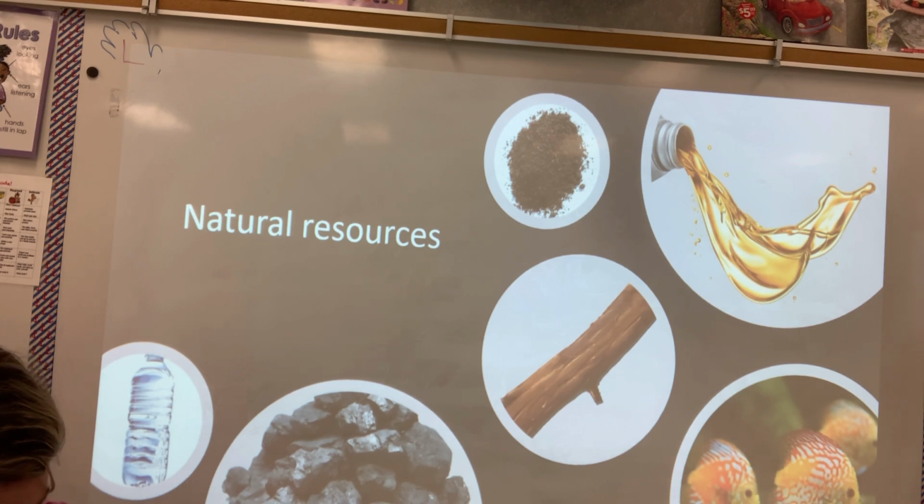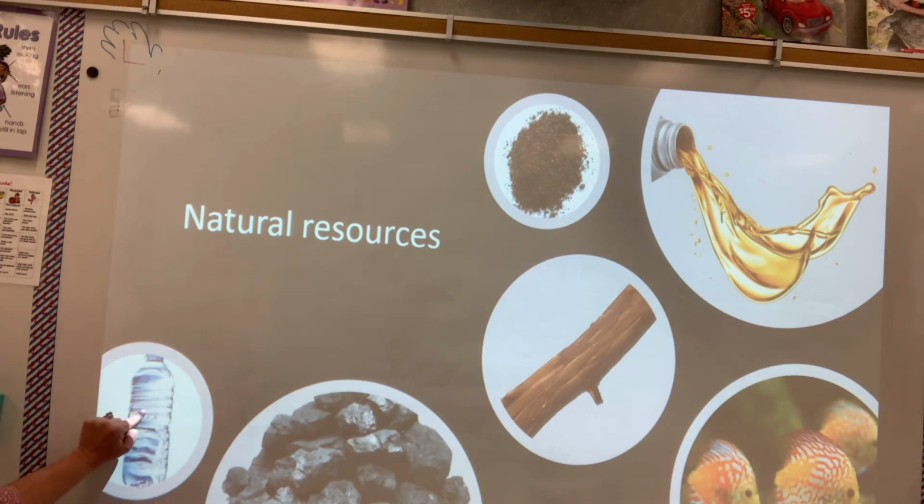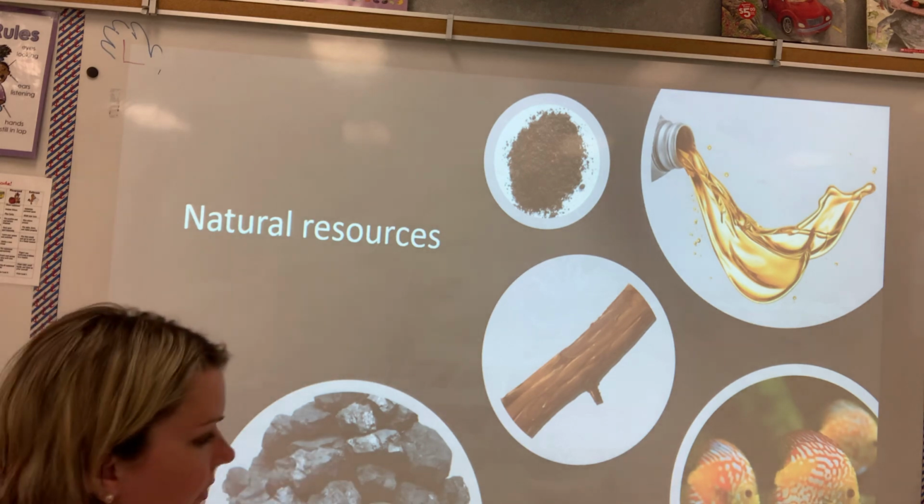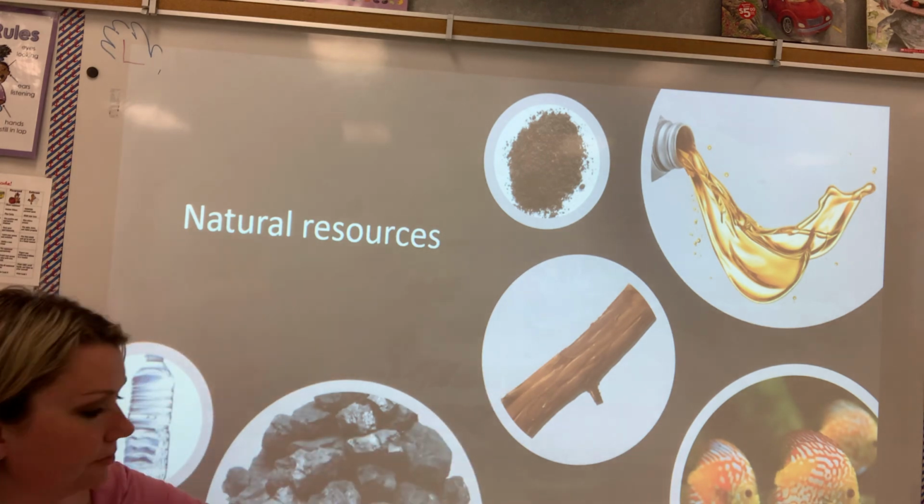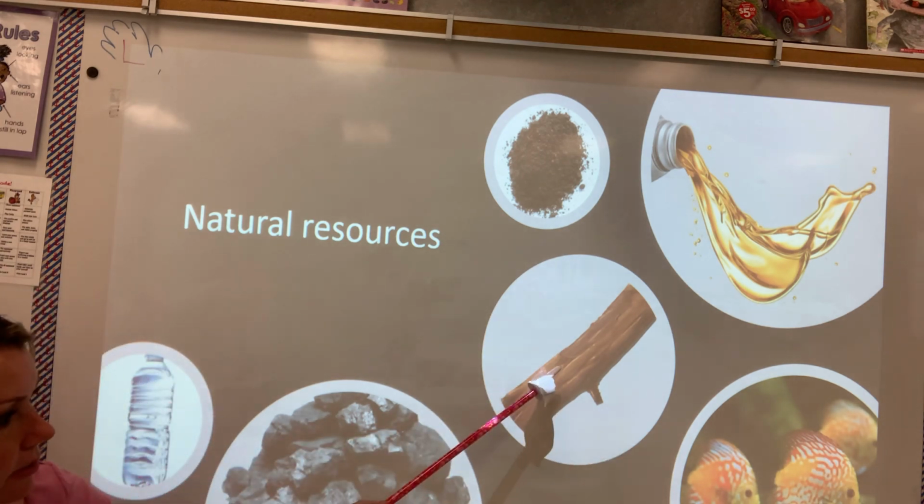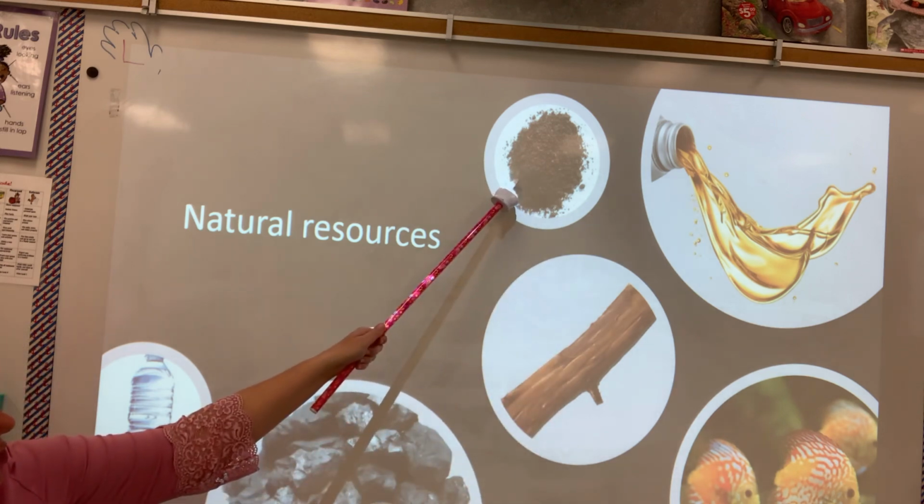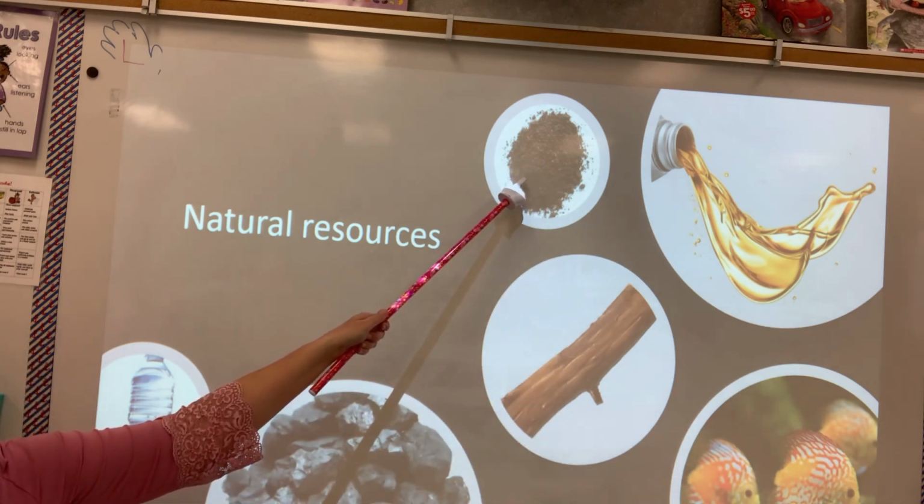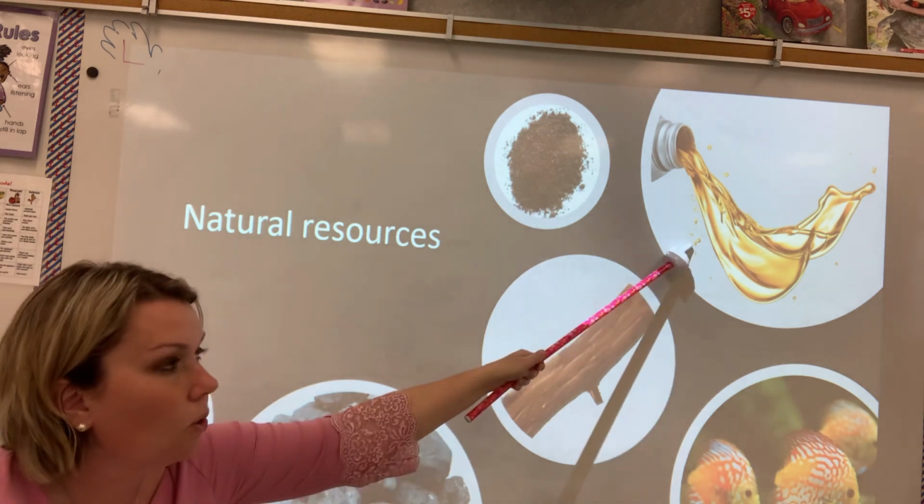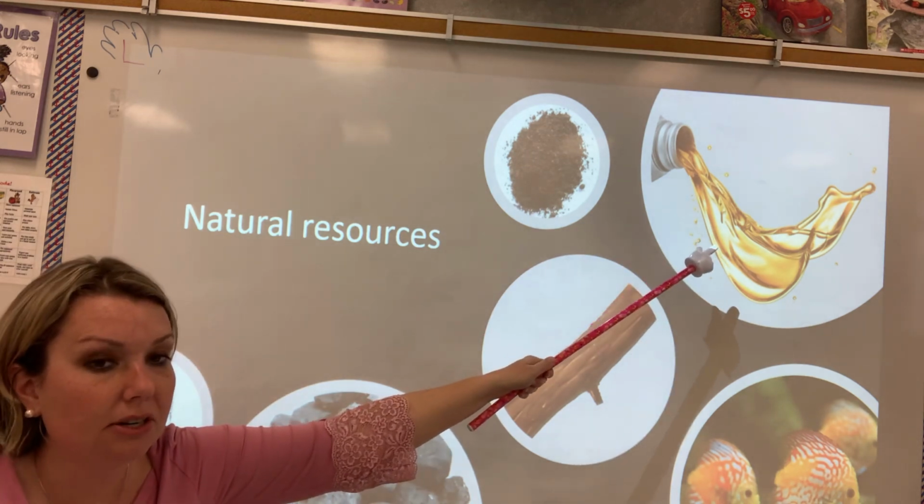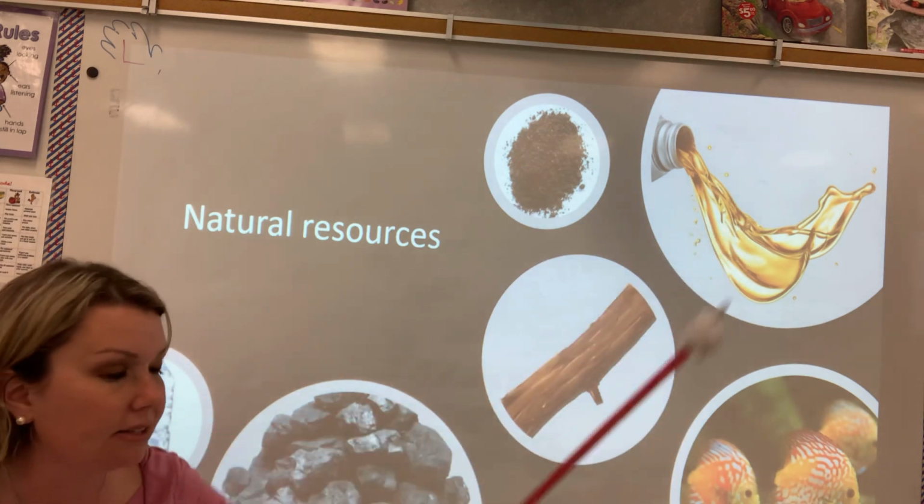Here are some examples of natural resources. Water. This is coal. Coal, like on a barbecue grill, you use coal to light it. Wood is a natural resource. Dirt or soil. Oil that we use in our cars and in our homes, that's a natural resource. And fish or aquatic life.